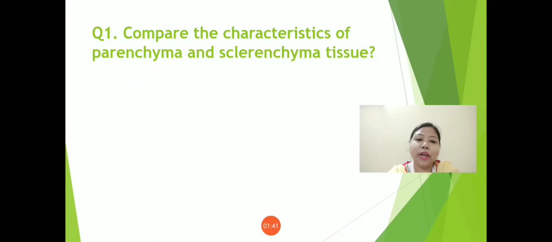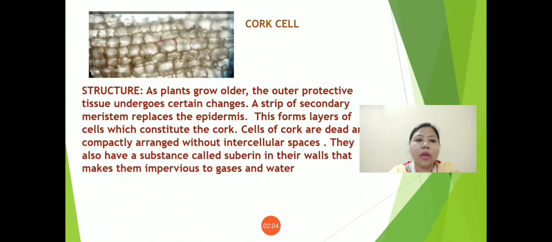So children, here comes the first question. The first question is, compare the characteristics of parenchyma and sclerenchyma tissue. That means you need to write the difference between the parenchyma and the sclerenchyma tissue in terms of their characteristics. Okay, so let us move on.